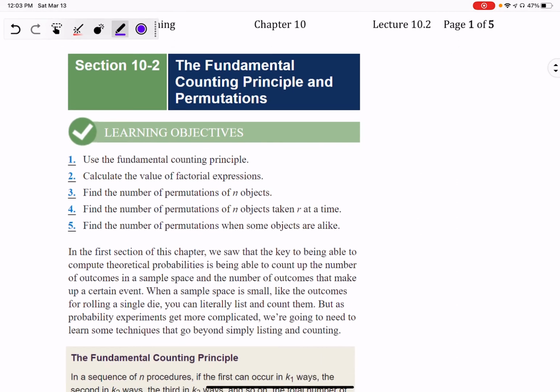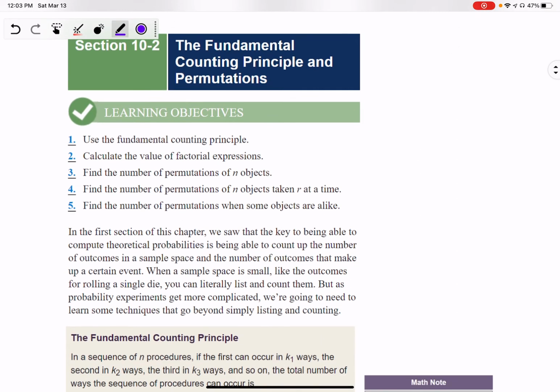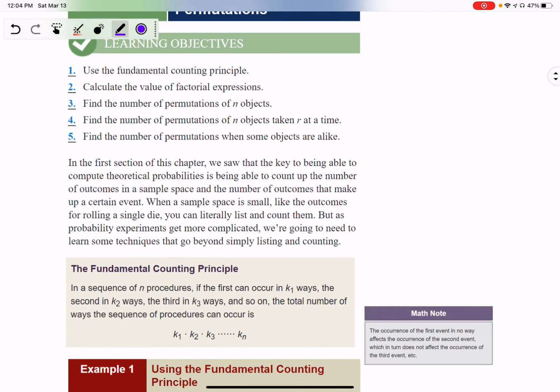When a sample space is small, like the outcomes for rolling a die, you can literally list and count them. But as probability experiments get more complicated, we're going to need to learn some techniques that go beyond simply listing and counting. And that's where the fundamental counting principle comes in.